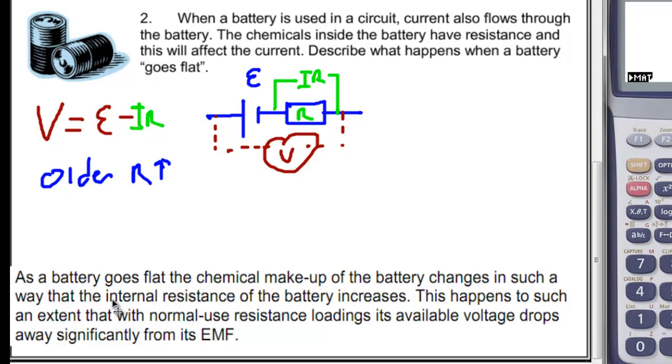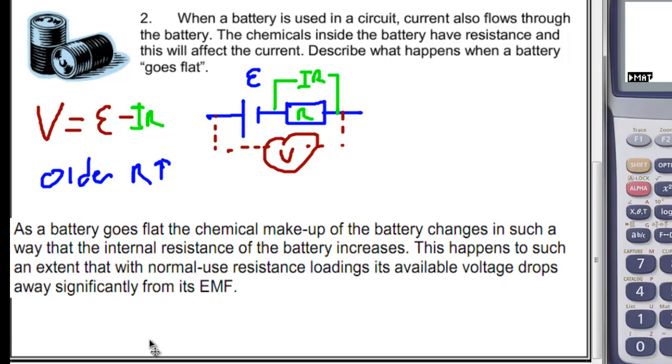If we look at the model answer, it says as the battery goes flat, the chemical makeup of the battery changes in such a way that the internal resistance R in the circuit up here of the battery increases. This happens to such an extent that with normal use of resistance loadings, its available voltage drops away significantly from its electromotive force epsilon, meaning that the battery goes flat. Instead of having 1.5 volts, you might have 0.2 or 0.4 of a volt, which doesn't work in the circuits, and so your camera doesn't turn on, for example.